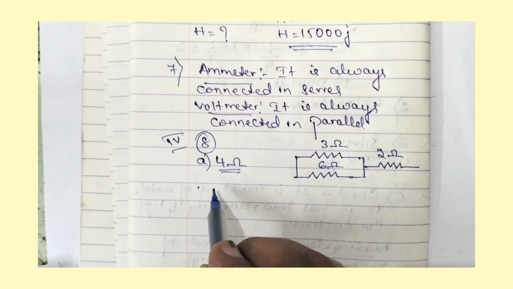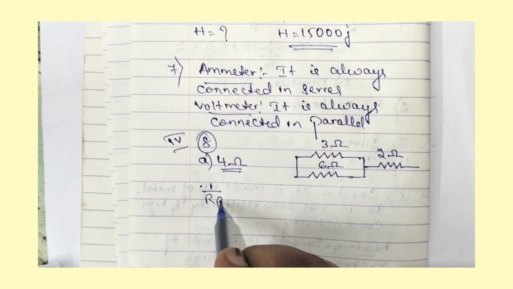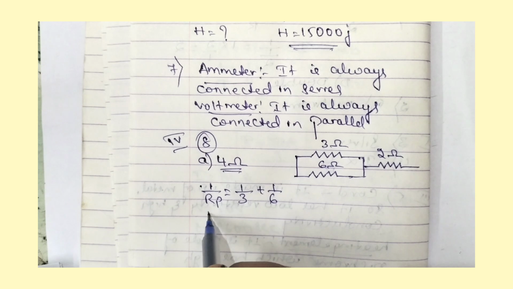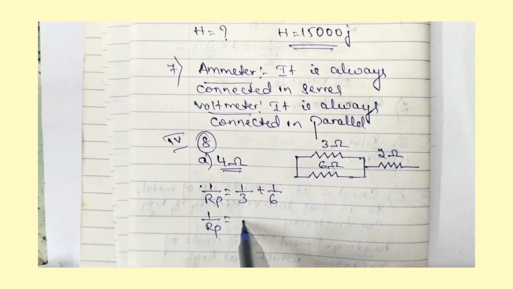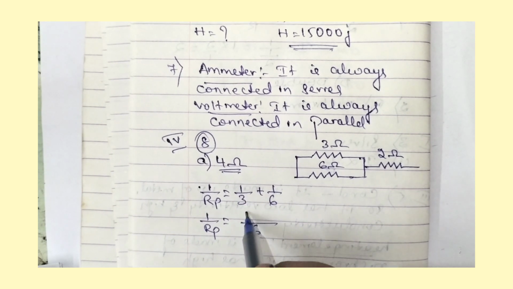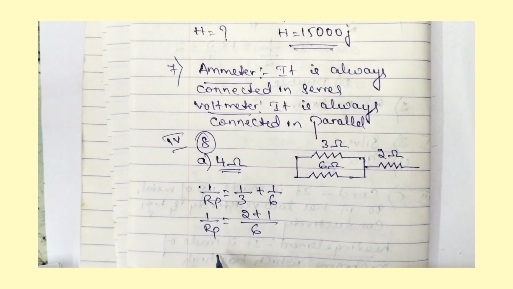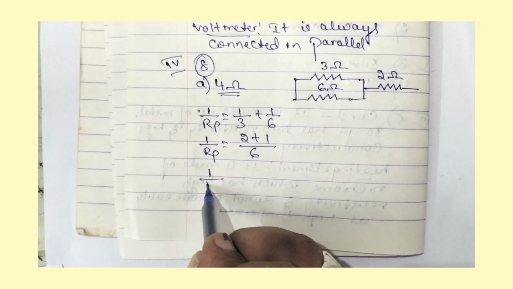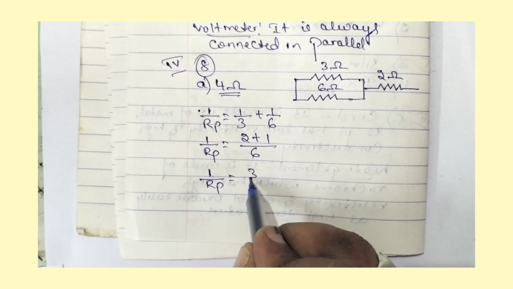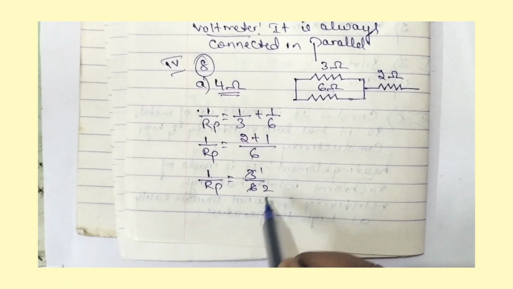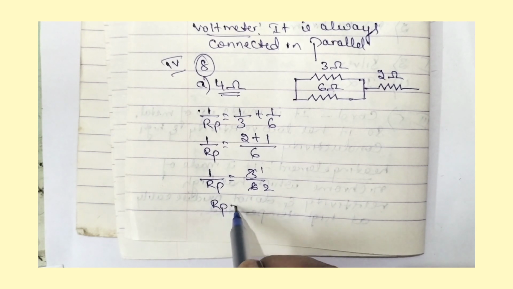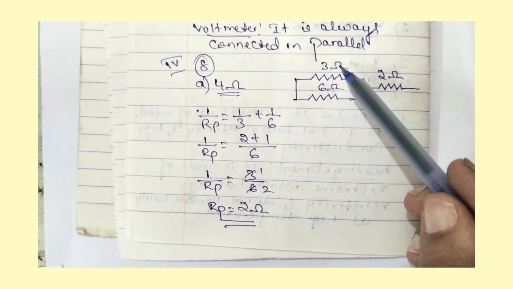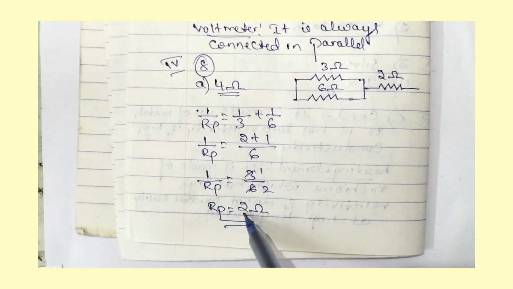Now the 3 ohm and 6 ohm are in parallel, so 1/RP is equal to 1/3 plus 1/6. The LCM of 3 and 6 is 6. 3 ones are 2s, 6 ones are 1s. So 1/RP is equal to 2 plus 1 by 6, which is 3 by 6. 3 ones are 3 twos. Taking the reciprocal, RP is 2 ohm. So when these two are connected in parallel, the total resistance will be 2 ohm.